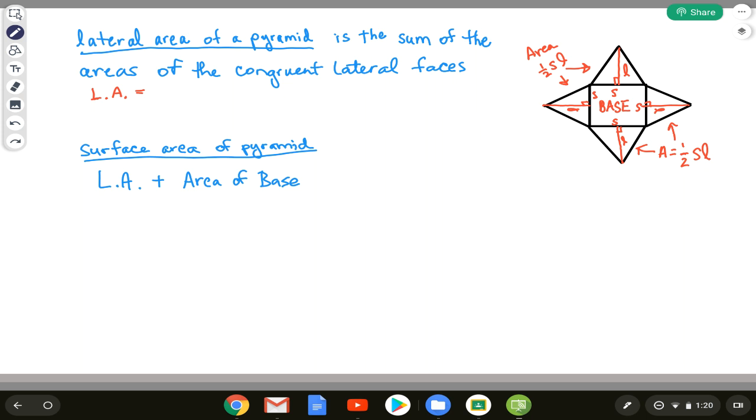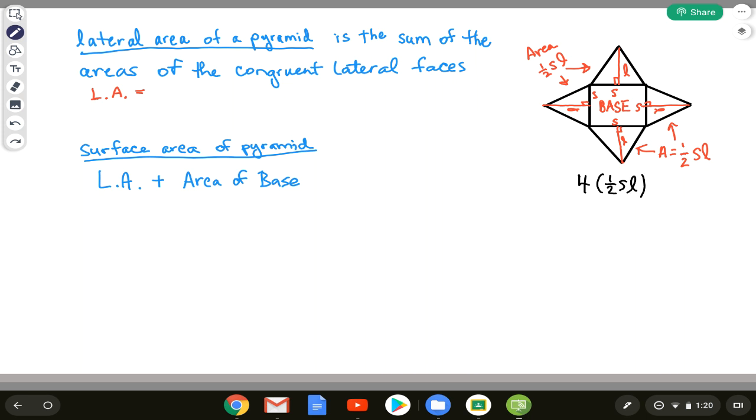So if I were looking at this, the side of the base, each side is S, this is a square. The slant height is drawn in there, and so if I were going to find the area of one of these triangles, it would be 1/2 the base, which is S, times the height L. Well, they're all the same. These are all congruent triangles. So in this case, I would be multiplying 4 times the 1/2 side times slant height L.